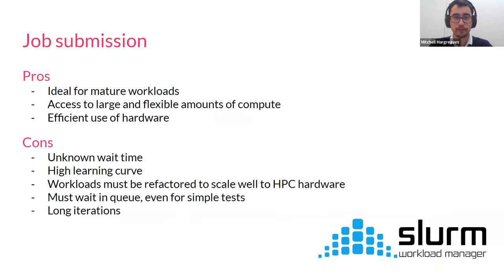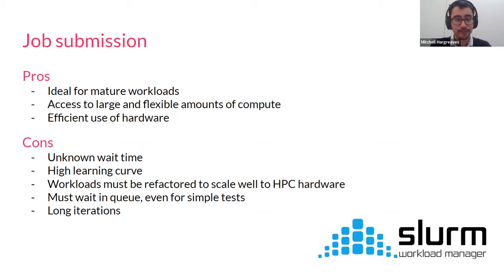On the other end of the scale, we have job submission. Job submission is very efficient with hardware usage when it's done correctly, which makes it very good for mature workloads. Once you've completed writing your script, you can then submit it and have it run for 24 hours or something. Once your training is done, you can have a look at your results and select the best model or do whatever you need to. This gives you access to however much compute you need, because you can just request whatever you need. And this makes them large and flexible.